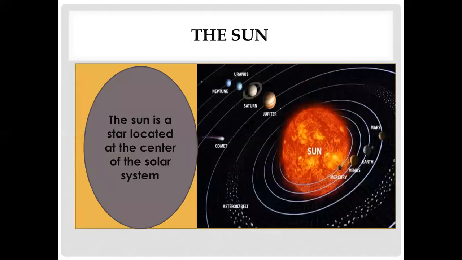Let's move on to another part. The first part of the solar system is the sun. The sun is located at the center of the solar system, and all planets revolve around it. So the sun is a star located at the center of the solar system.